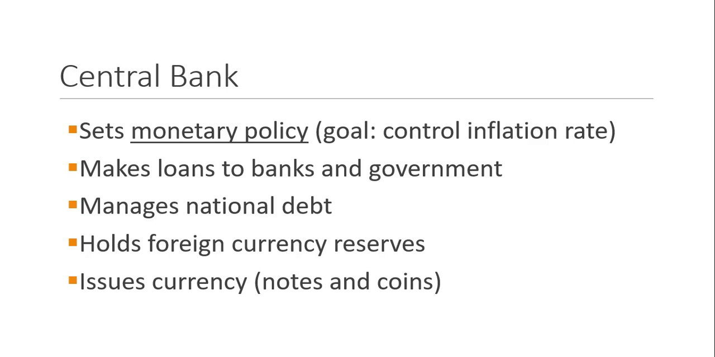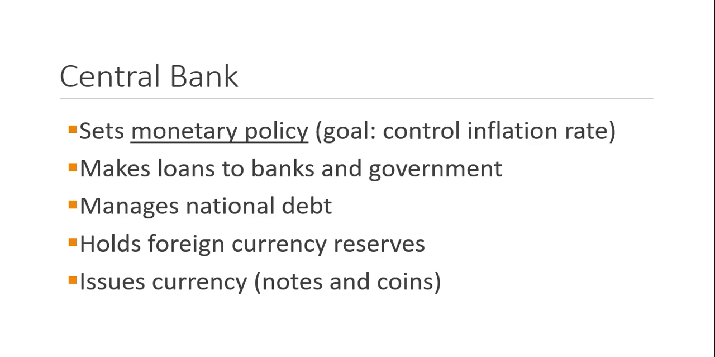So let's look in more detail at the activities of the central bank. The central bank sets monetary policy. What that means is they put policy into place that has various goals, and the primary goal or a key goal is to control the inflation rate in a country. And at the end of this lecture, we'll look at some central bank policy activities.